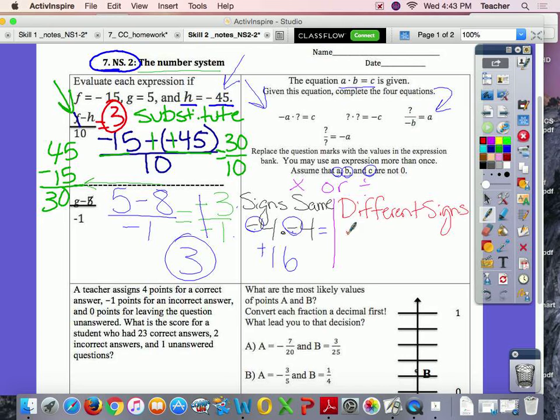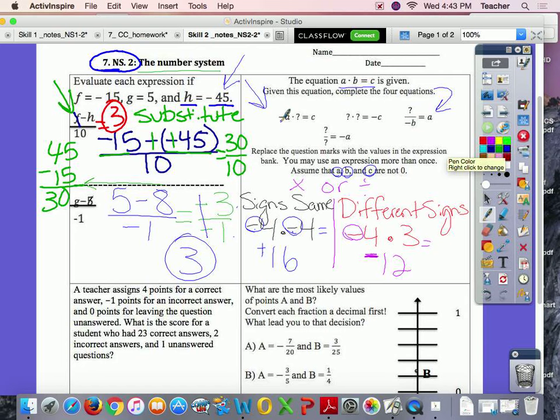For example, -4 times 3. So we're going to do our multiplication. 4 times 3 is 12. But we have completely different signs. So when we have one negative, our answer is going to be negative. Great. So now we're going to use these rules to help us solve the equations at the top.